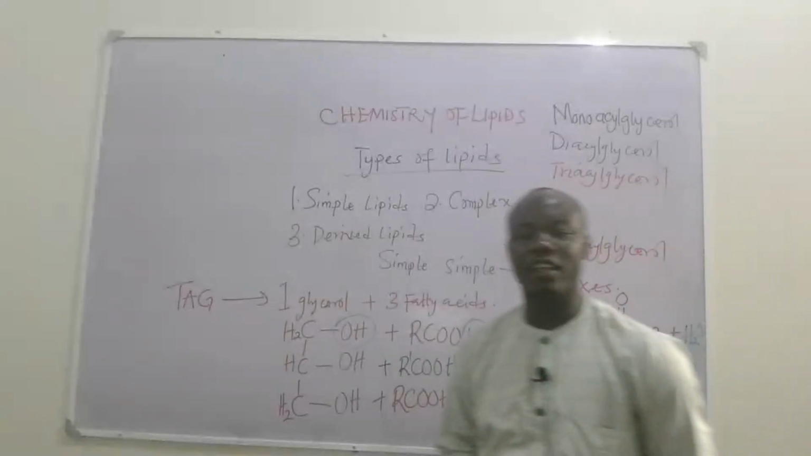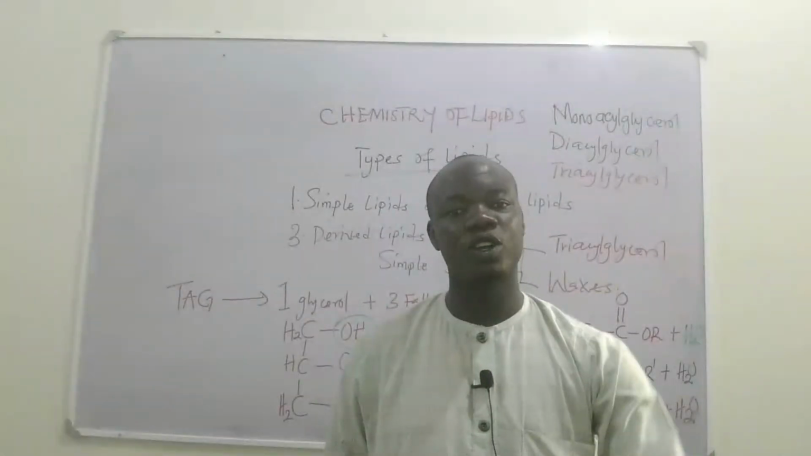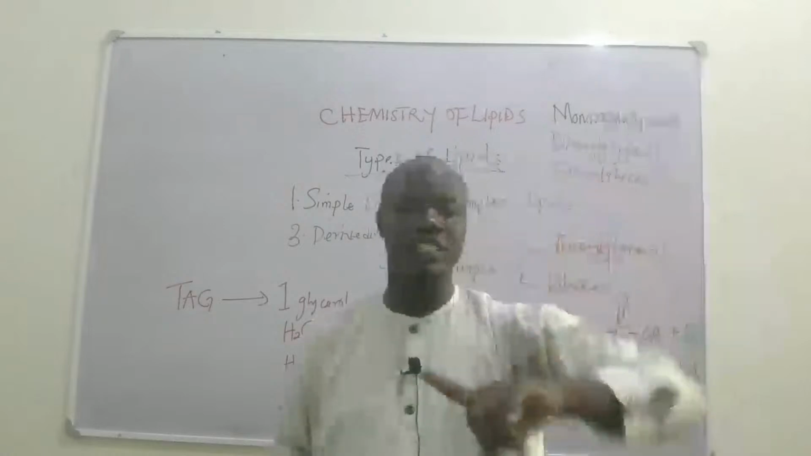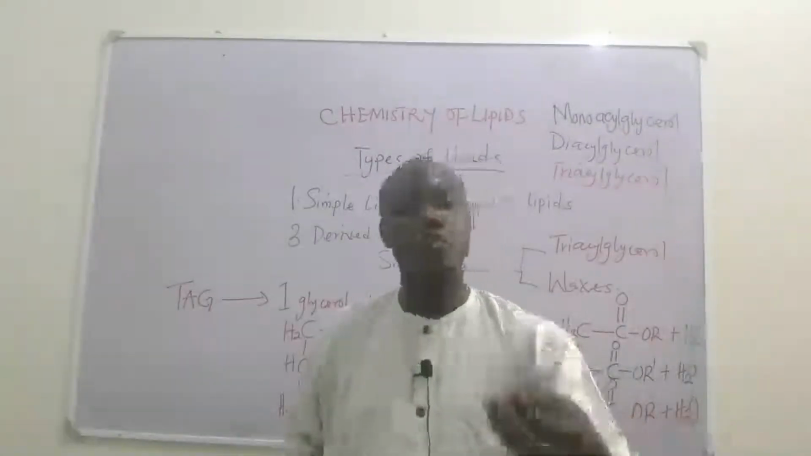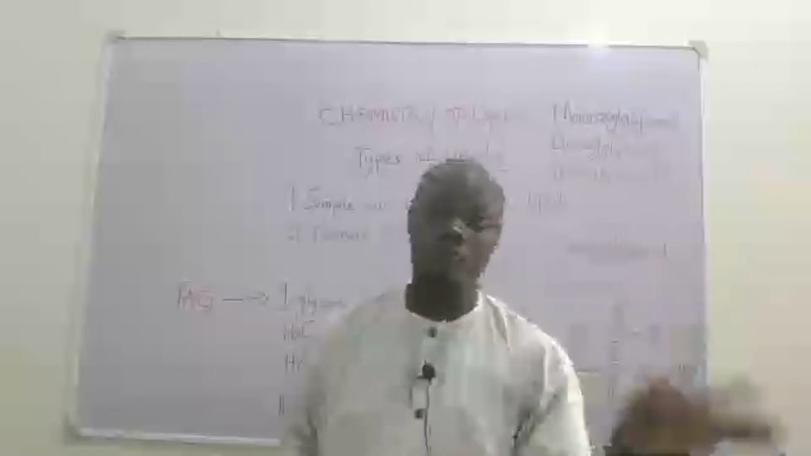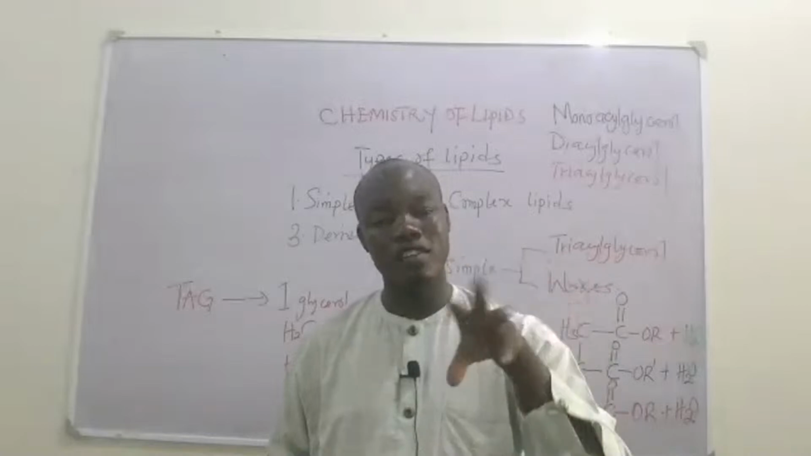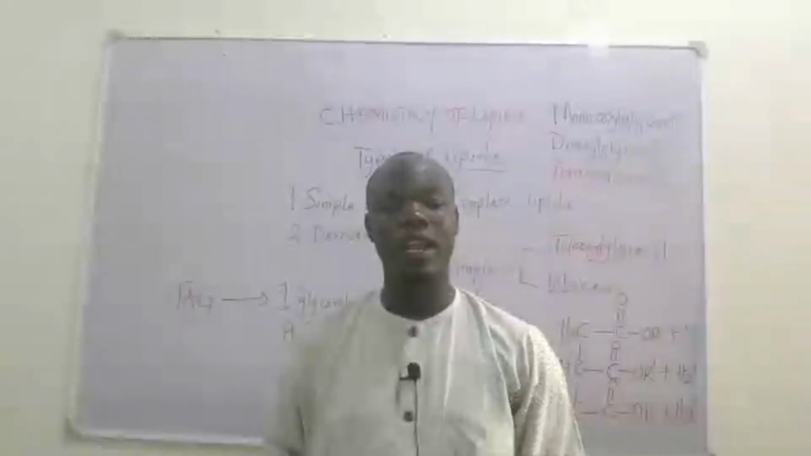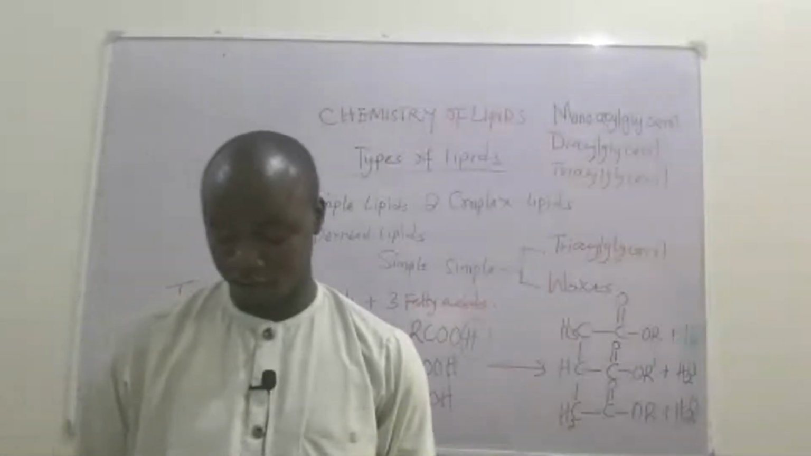So I hope now you understand the differences between monoacyl glycerol, diacyl glycerol, and triacyl glycerol. If only one fatty acid esterifies one OH group, it is called monoacyl glycerol. If two fatty acids esterify the two OH groups, it is called diacyl glycerol. And if all three fatty acids esterify all three OH groups, then it is called triacyl glycerol.